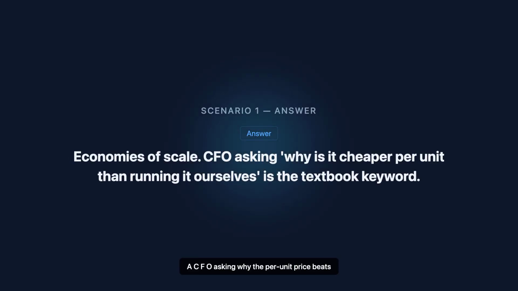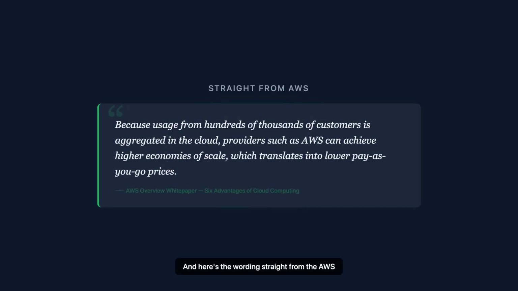Economies of scale. A CFO asking why the per unit price beats on-prem is the textbook keyword for this advantage, every time. And here's the wording straight from the Amazon Web Services Overview white paper. Because usage from hundreds of thousands of customers is aggregated in the cloud, Amazon Web Services achieves higher economies of scale, which translates into lower pay-as-you-go prices. If you see that phrasing in an answer choice, that's your match.